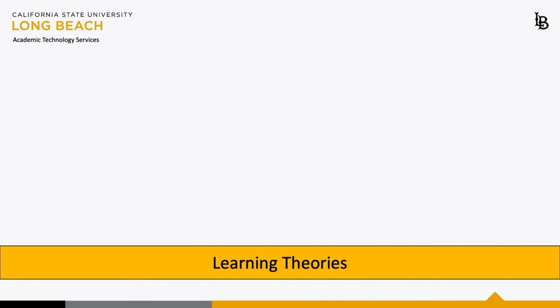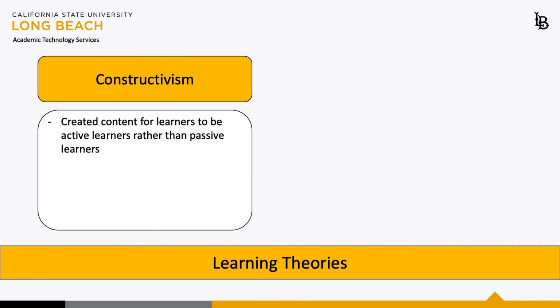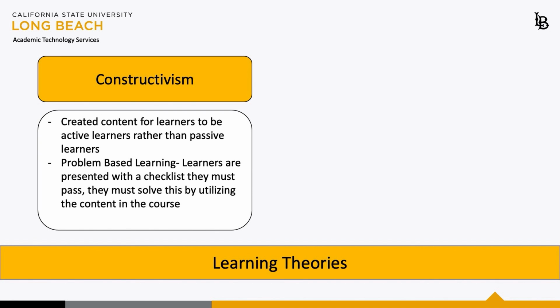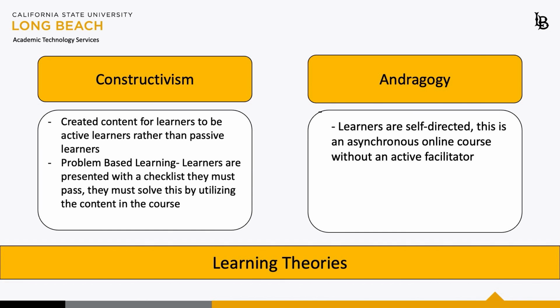There are many different types of learning theories that play a major role in coloring a course. In this particular course, you will notice constructivism. Content was created for learners to be active rather than passive. Further, problem-based learning had been utilized. Learners are presented with a checklist that they must pass. They must solve this by utilizing the content in the course. Next, you will notice an adult learning theory called andragogy. In this asynchronous course, learners must be self-directed and goal-oriented.